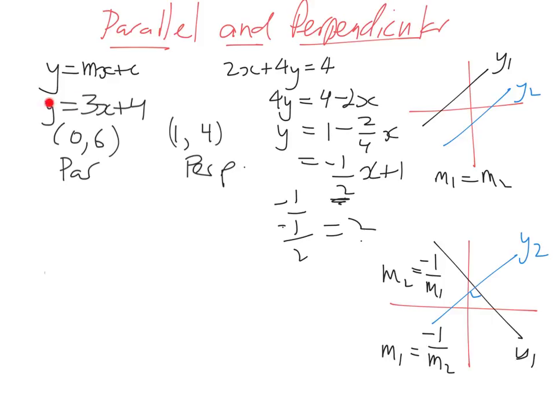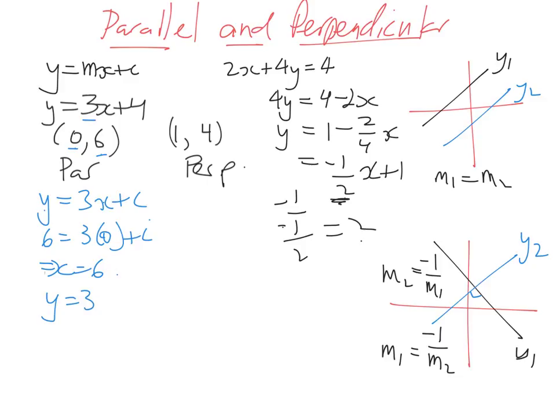To do that, if it's parallel, we know parallel lines have to have the same gradient. So we're going to have y equals 3x, same gradient, plus c. We're going to work out the y-intercept. We want it to pass through (0, 6), so we substitute 0 for x and 6 for y. So we have 6 equals 3 times 0 plus c. 3 times 0 is 0, so c equals 6. So y equals 3x plus 6 is the equation.